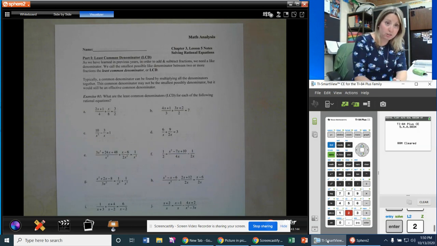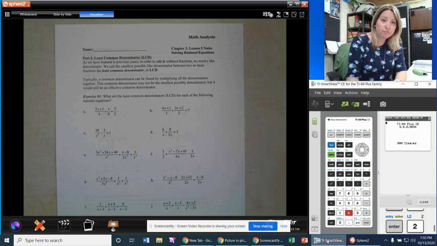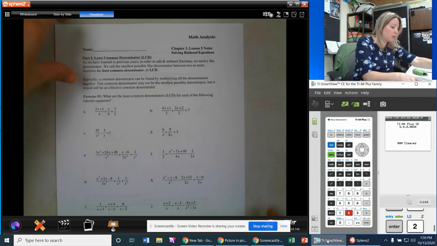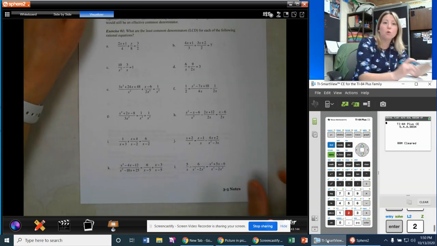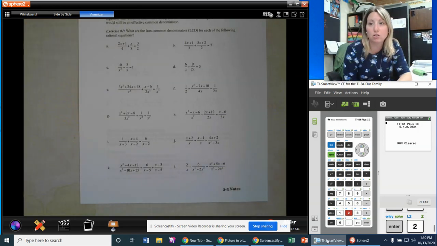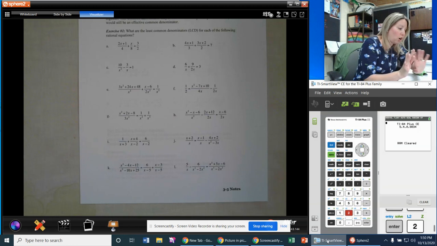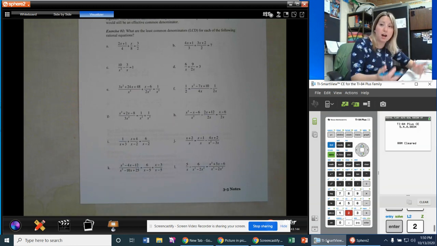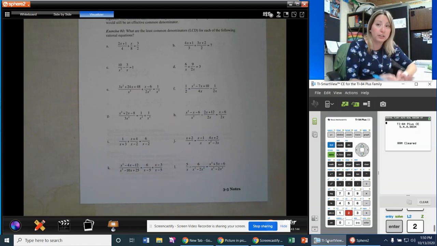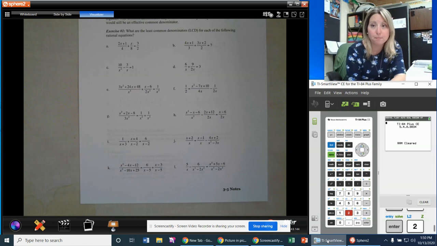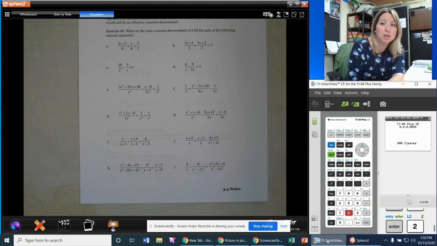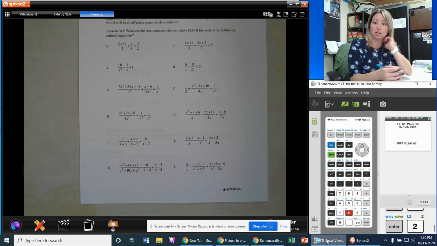Now, first thing we're going to do, we're going to just identify LCDs. I know this looks like a lot of questions, right? We're just going to look at some LCDs in these questions. That's it. All right, so let's start. Look at your denominators to find the LCD, or the least common denominator. So what can all these denominators multiply to become? That's what we're looking at here.